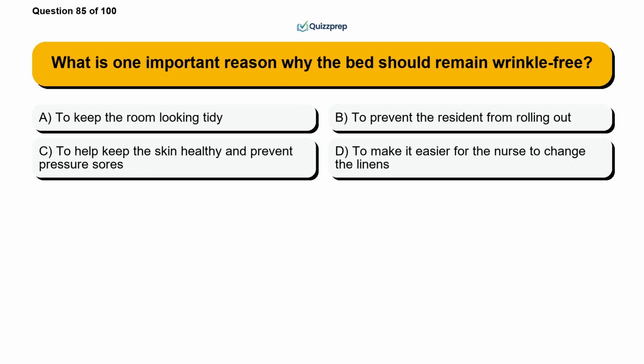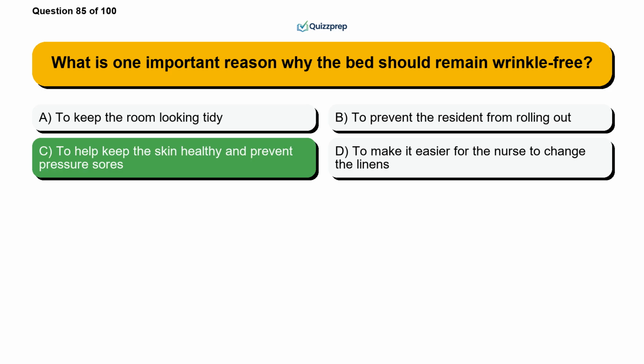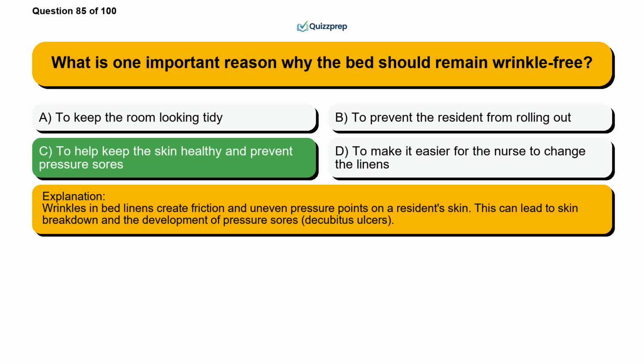Question 85. What is one important reason why the bed should remain wrinkle-free? Option A, to keep the room looking tidy. Option B, to prevent the resident from rolling out. Option C, to help keep the skin healthy and prevent pressure sores. Option D, to make it easier for the nurse to change the linens. The correct answer is option C, to help keep the skin healthy and prevent pressure sores. Wrinkles in bed linens create friction and uneven pressure points on a resident's skin. This can lead to skin breakdown and the development of pressure sores, decubitus ulcers.